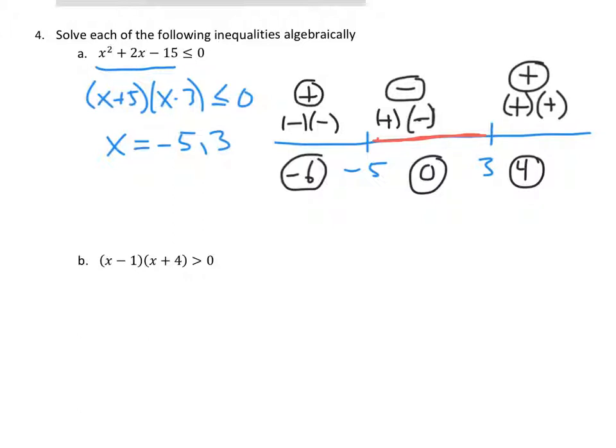Now, whether or not the endpoints are included depends on whether the original inequality symbol has an equals in it, and it does in this case. So the ends will be included. I'll fill them in with a solid dot. And so the solution set would be negative 5 is less than or equal to x, which is less than or equal to 3. That's an inequality that represents that set of numbers. And that would be your answer.